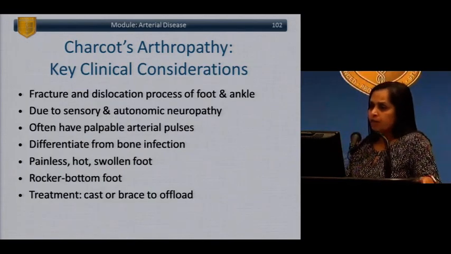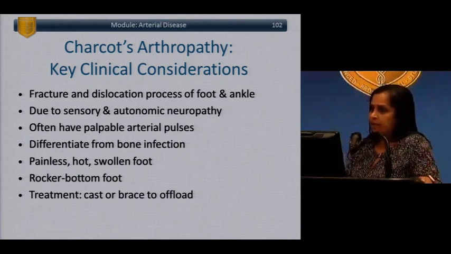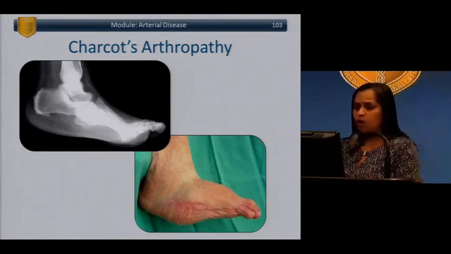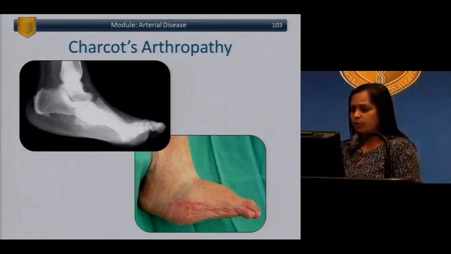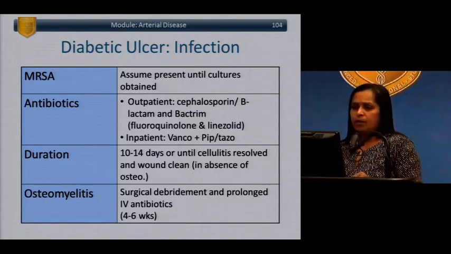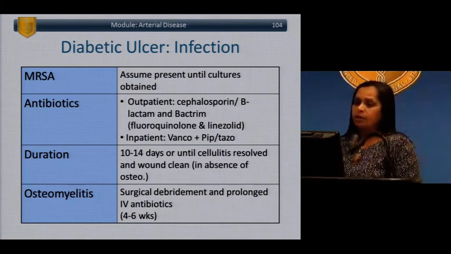Charcot's arthropathy is a classic diabetic foot deformity. It's a fracture dislocation process of the foot and ankle. It's due to sensory and autonomic neuropathy. These patients often have palpable arterial pulses. The typical structure of the foot is this rocker bottom foot that occurs and puts undue pressures on different points on the foot, and can often predispose to diabetic ulcers and infections.